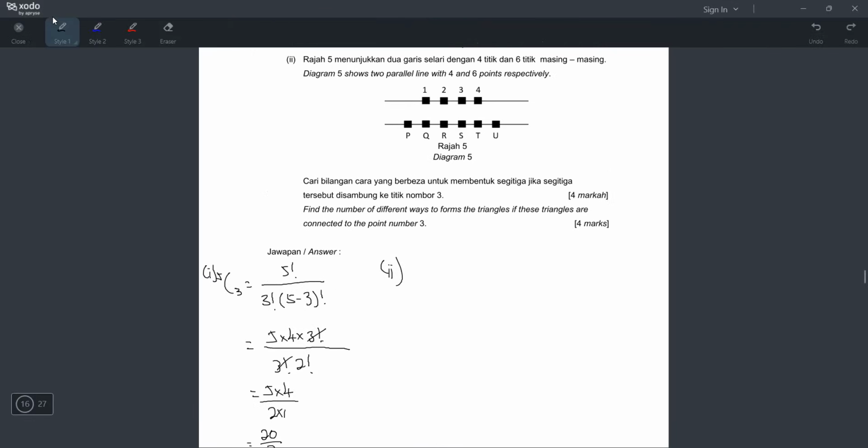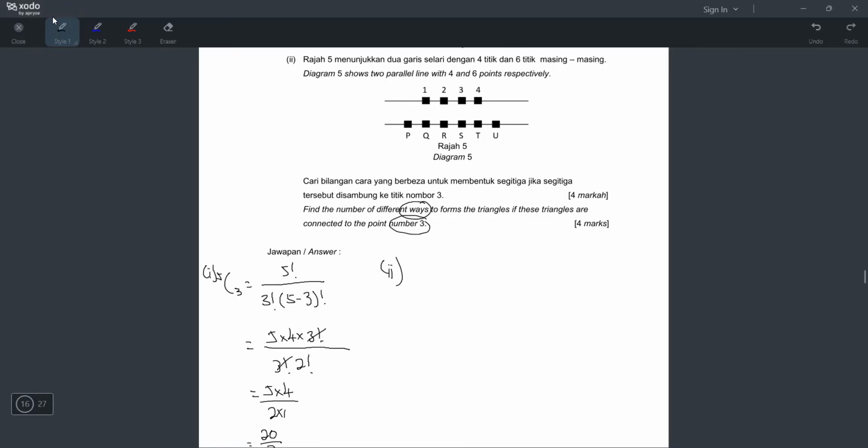Okay, let's read the question. Diagram 5 shows two parallel lines with 4 and 6 points respectively. So the first line has 4 points, 1, 2, 3, 4. And then the second line has 6 points, P, Q, R, S, T, U. And then it says, find the number of different ways to form triangles if these triangles are connected to point number 3. Okay, so we want to calculate the number of triangles formed. Definitely, we will use C or P. We will use C. Let me tell you how to do it.